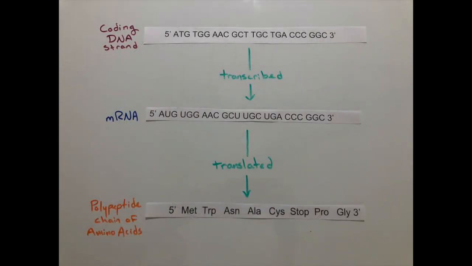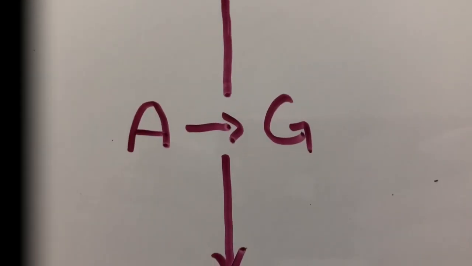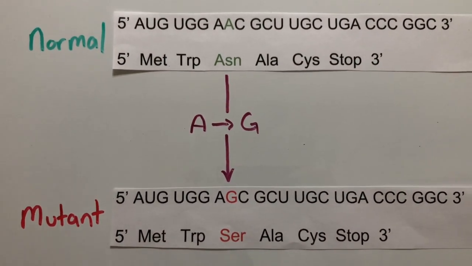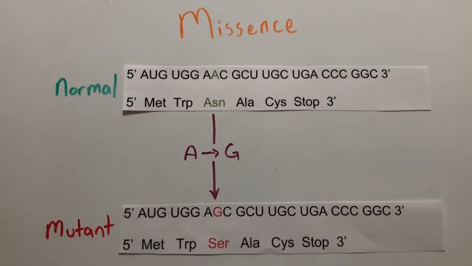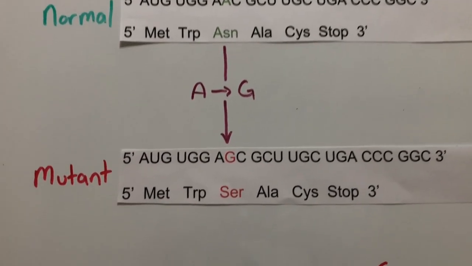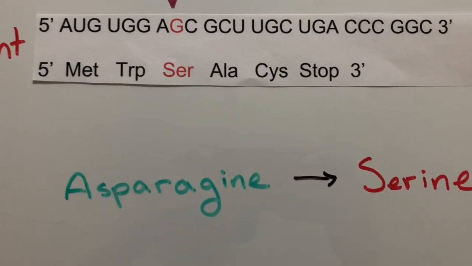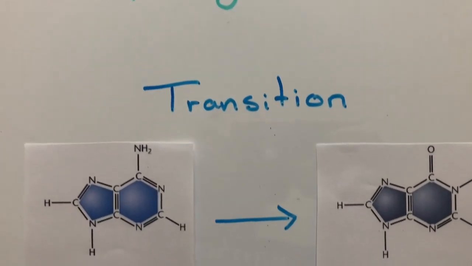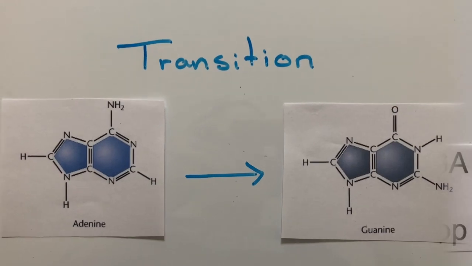Here's our coding strand of DNA, which gets transcribed into messenger RNA. Then the mRNA is translated into a polypeptide chain of amino acids. What happens if this nucleotide changes from an adenine to a guanine? It causes a missense mutation to happen. A missense changes the codon to code for a different amino acid, in this case asparagine to serine. This example is a transition mutation because the adenine, a purine, is changed to a guanine, another purine.